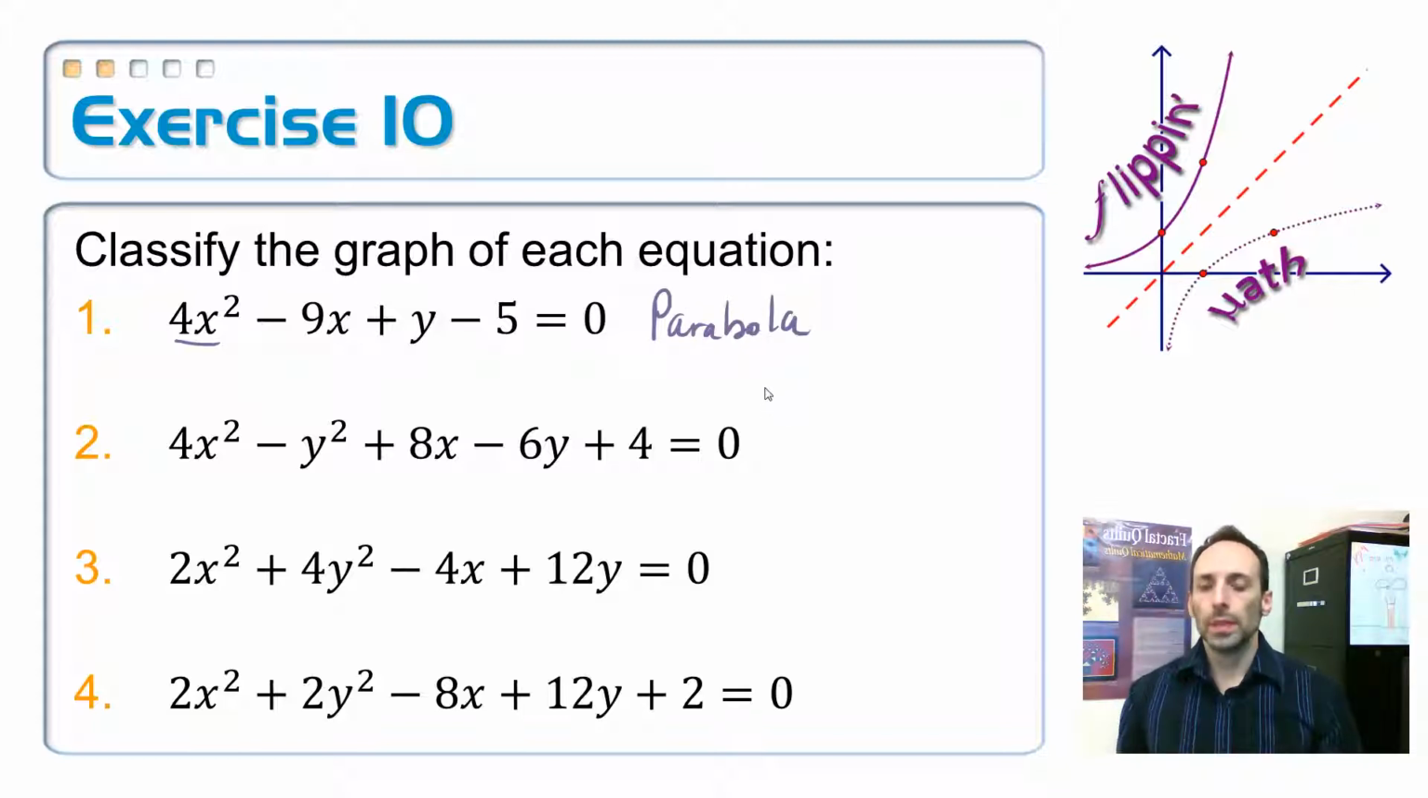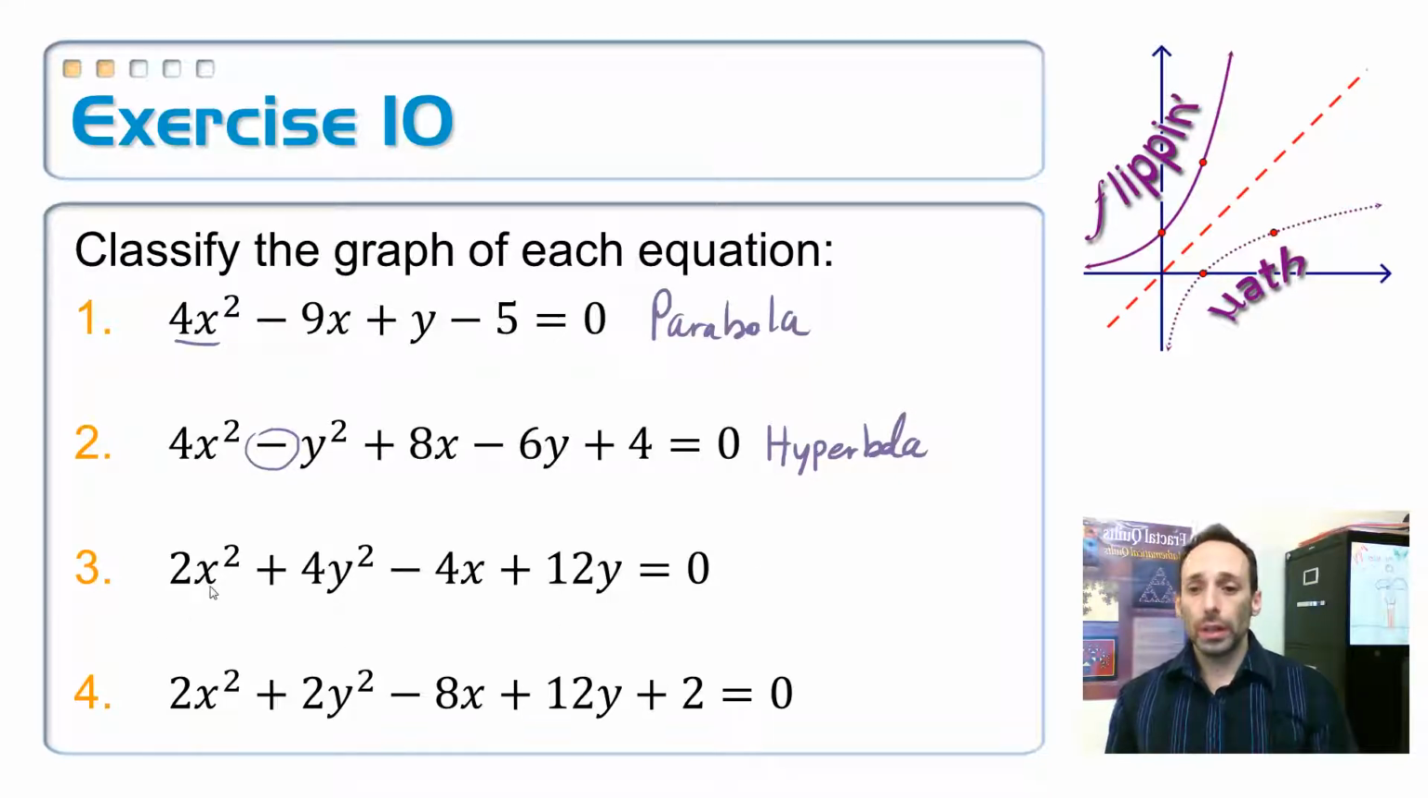Okay, the next one. I have an x squared term and I have a y squared term. Definitely not a parabola. But my x squared term and my y squared term are separated by a minus sign, which makes this one a hyperbola. So that minus sign means inside out ellipse.